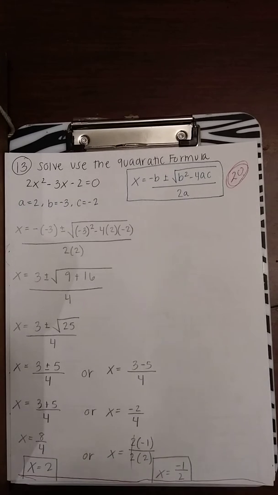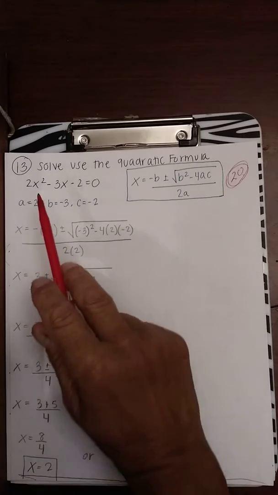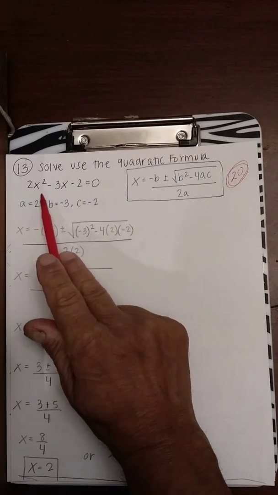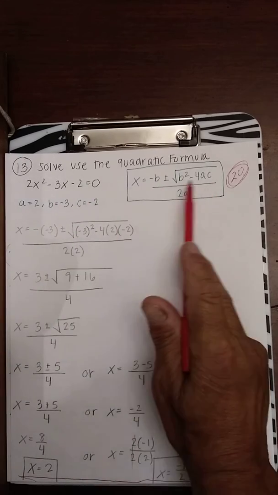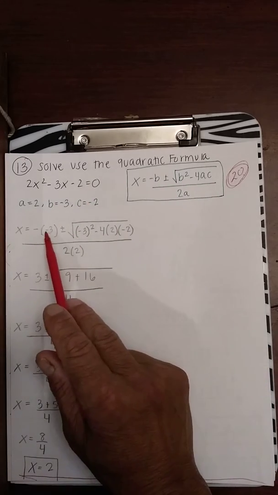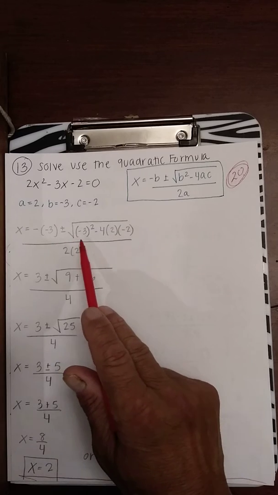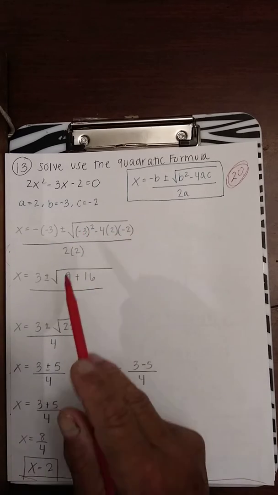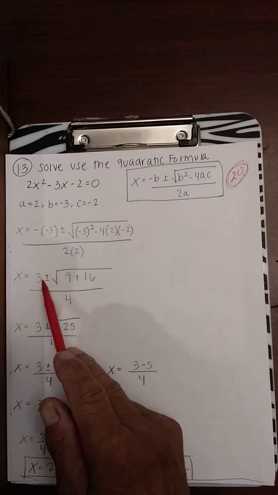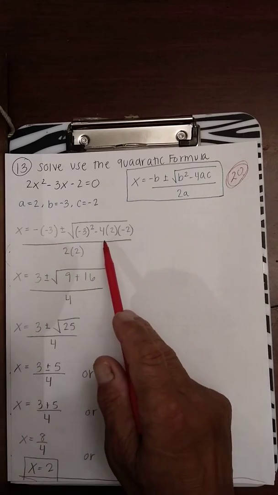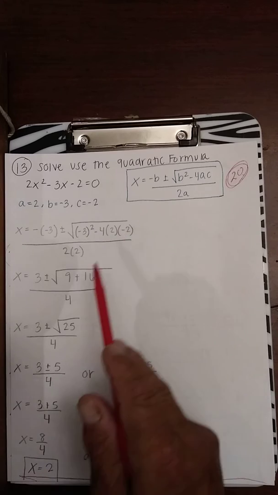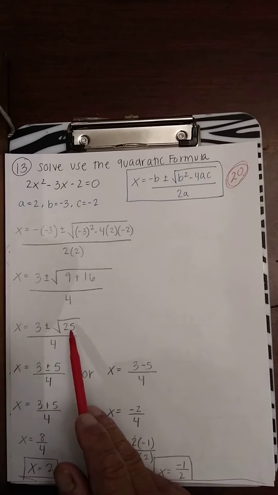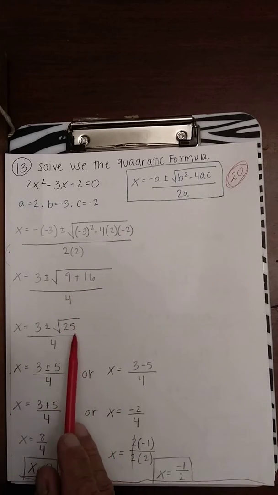Alright, solve using the quadratic formula. So we have 2x squared minus 3x minus 2. A is this, B is that, C is that. There's the formula. Put the numbers in there. Negative of negative 3 plus or minus the square root of negative 3 squared minus 4 times A times C, over 2 times 2. Now, negative negative 3 is positive 3. Negative 3 squared is 9. And negative 4 times 2 times negative 2 is going to be 16. 9 and 16 is 25. The square root of 25 is 5.